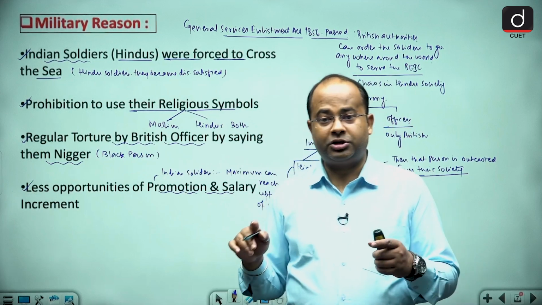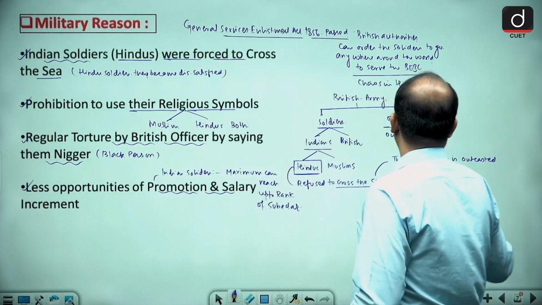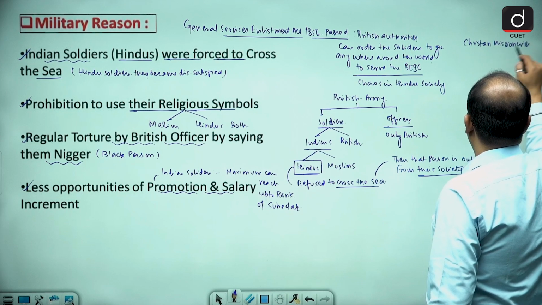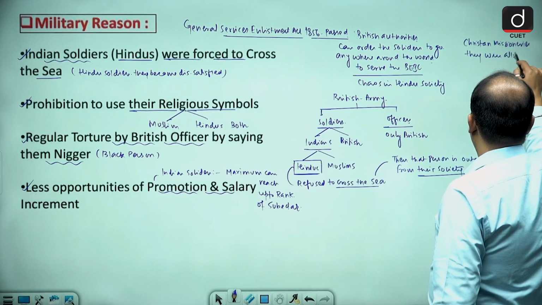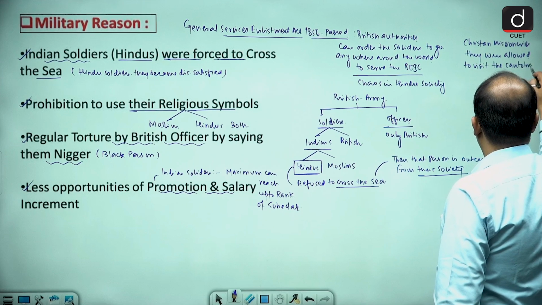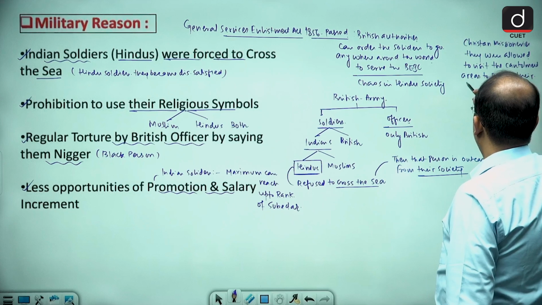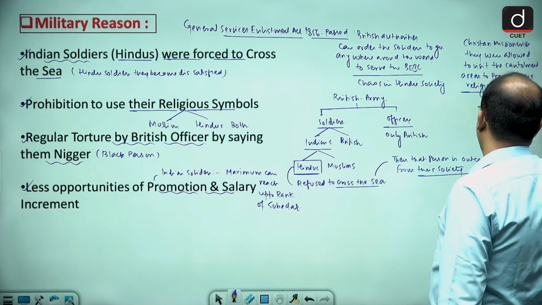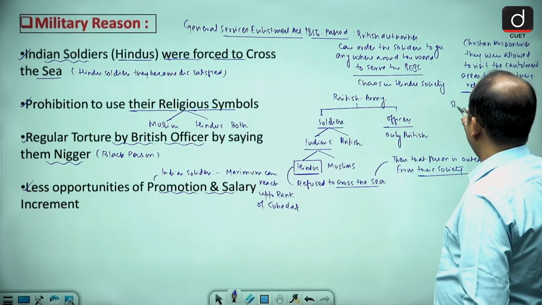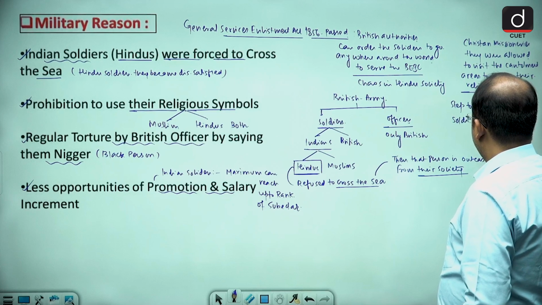And the Christian missionaries were allowed to visit the cantonment areas, and they used to preach their religion. So the Hindu soldiers and Muslim soldiers, that is the Indian soldiers, thought that this is a step to convert Indian soldiers to Christianity.